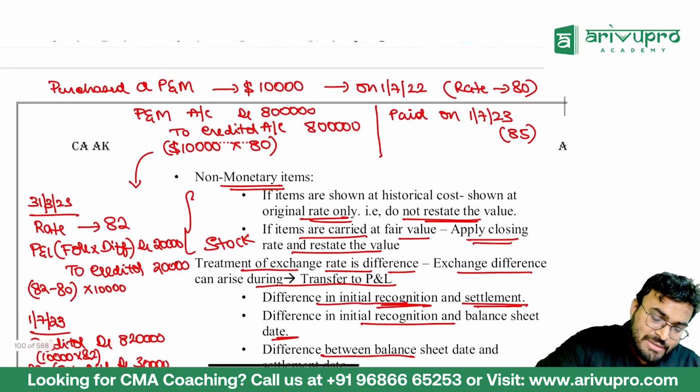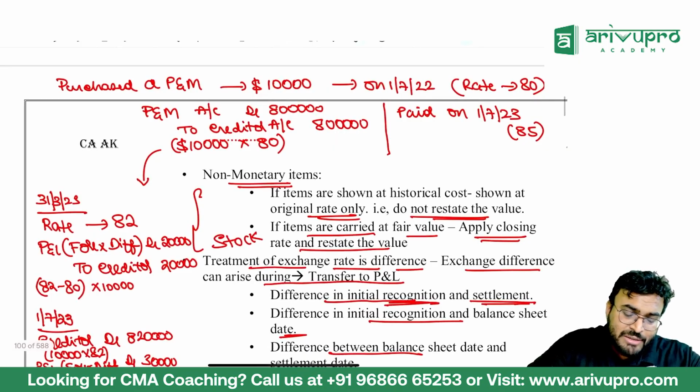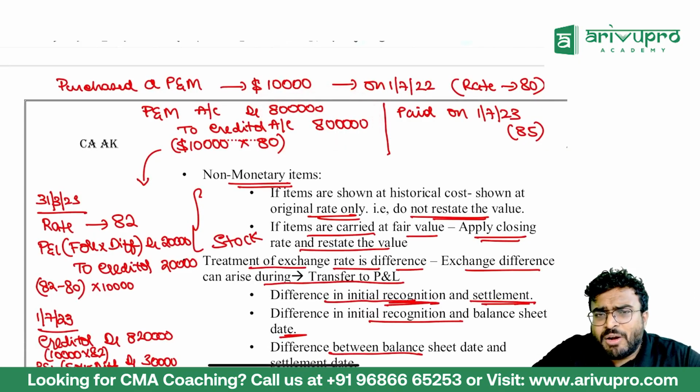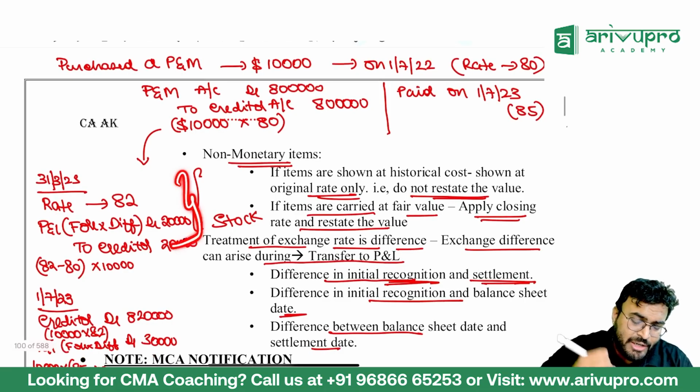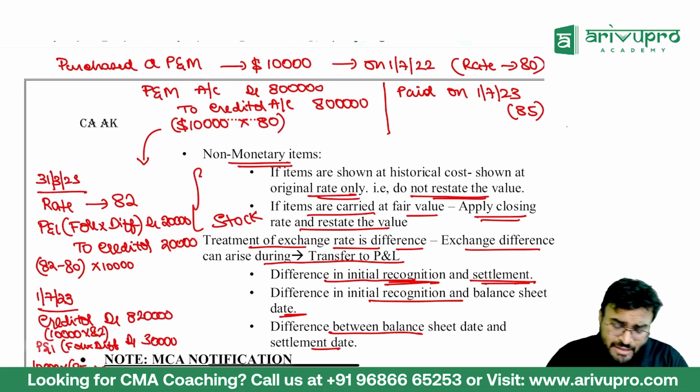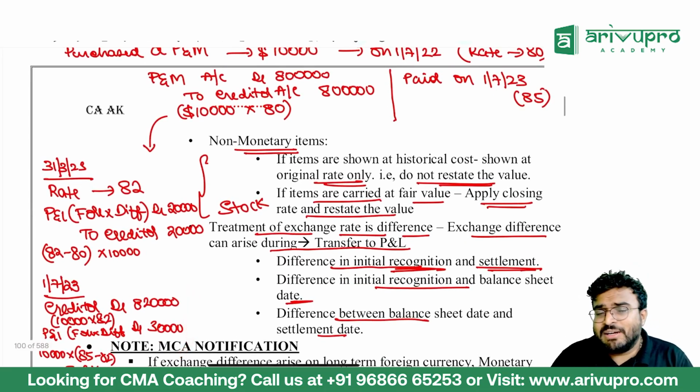Can you see this is the initial recognition that we talk about in the standard? Recognize on that day at the rate that day. On the balance sheet date, if there is a monetary item, restate it. Creditor is a monetary item, so increase it, and then finally you settle it. On settlement, if you are paying extra, again there is a loss.